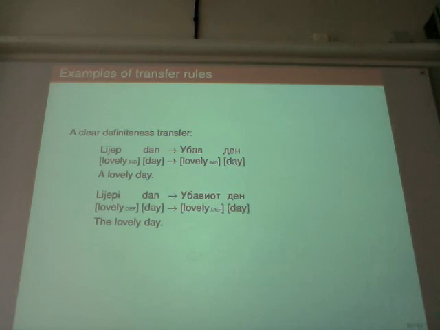Also, in the case where definiteness is marked on Serbo-Croatian adjectives, we can directly transfer definiteness. So if we have "lijep dan", we can translate it as "ubav den", lovely day, and "lijepi dan" is "ubaviot den", the lovely day.